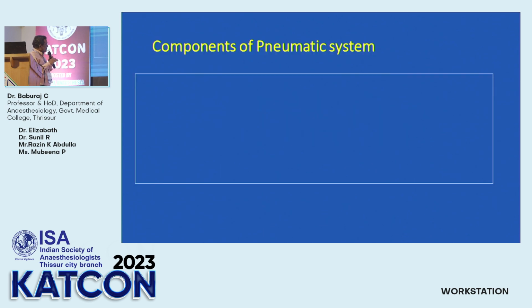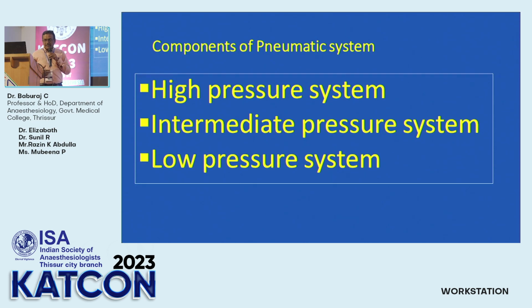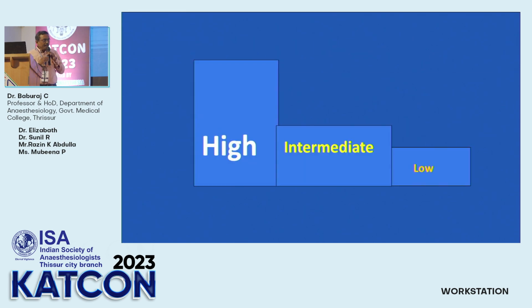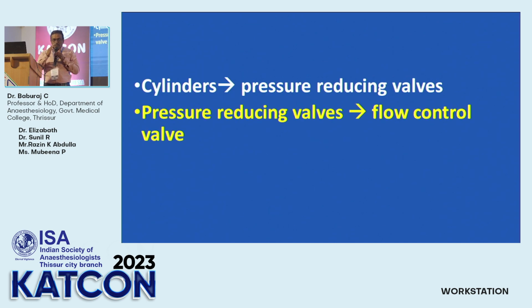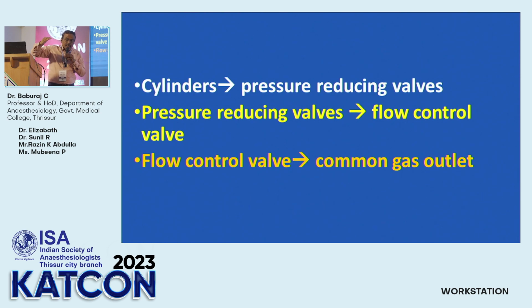Okay, let us start with the components of the pneumatic system, because this is the foundation on which the concept of the workstation is built. So let us go back and learn what the components of the pneumatic system are. All of you are aware that it has a high pressure, intermediate pressure, and low pressure system. Which are the boundaries? From the cylinder to the reducing valve or pressure regulator is the high pressure component. From the pressure regulating valve to the flow control valve, not the knob, is the intermediate pressure system. And downstream of the flow control valve is the low pressure system up to the common gas outlet.